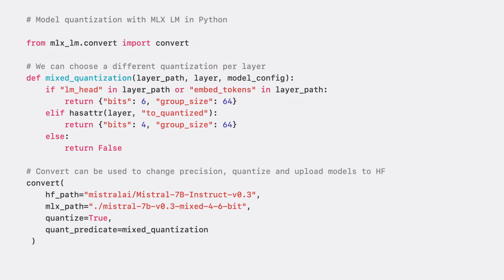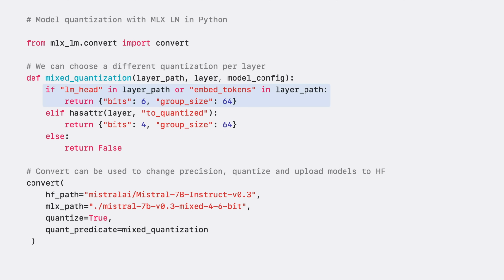Just like with text generation, using the Python API to convert and quantize models gives you more flexibility without adding complexity. In fact, MLX LM makes it easy to apply different quantization settings to different parts of the model, all from Python. For example, it's common practice to keep the embedding and final projection layers in higher precision, since they tend to be more sensitive to quantization. In this example, we quantize those layers to 6 bits, while the rest of the model uses 4 bits, striking a great balance between quality and efficiency.